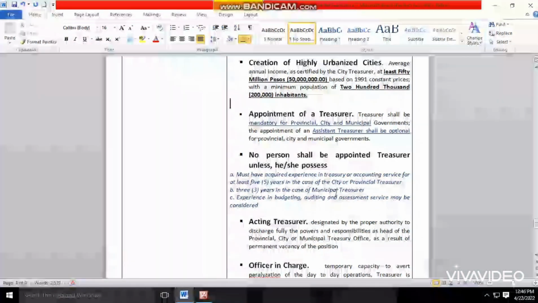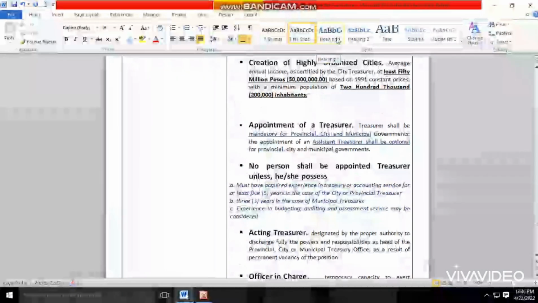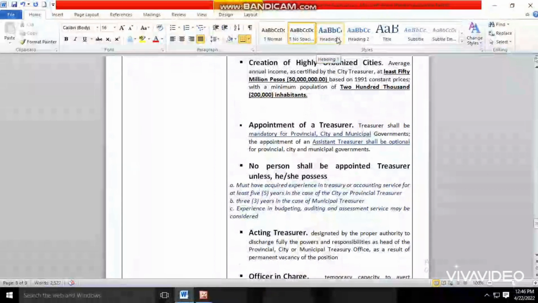I'd like to inform you again that the appointment of a treasurer shall be mandatory po sa lahat ng province. Again, for the appointment of a treasurer, it is mandatory for the province, city, and municipality; the assistant treasurer shall be optional. No person shall be appointed treasurer unless he has acquired experience in treasury or accounting services for, pag gusto mo mag-apply sa city or province, at least 5 years, for municipality, at least 3 years. And aside from the treasury or accounting services, pwede din naman po kung may experience kayo in budgeting, auditing, and assessment services.